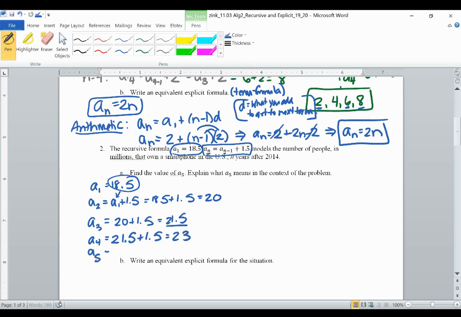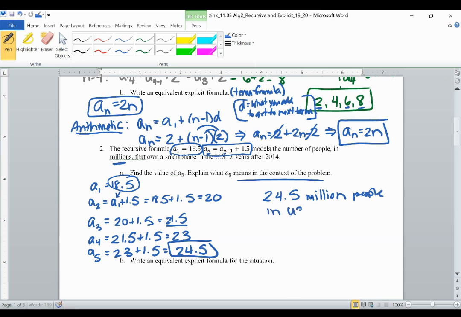So now the fifth term, I take the term I just got, 23, and add another 1.5 to that, so 24.5. So in terms of the context of the problem, 24.5, that's not just 24.5 people, 24.5 million, because it said in millions, people in just the US will own a smartphone.